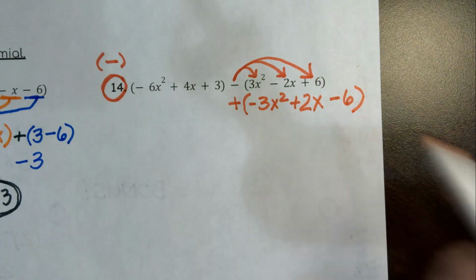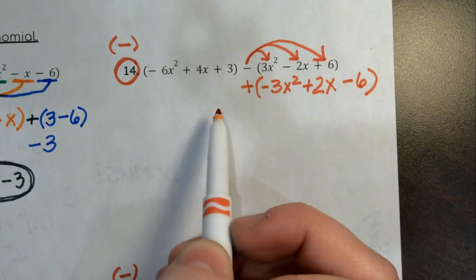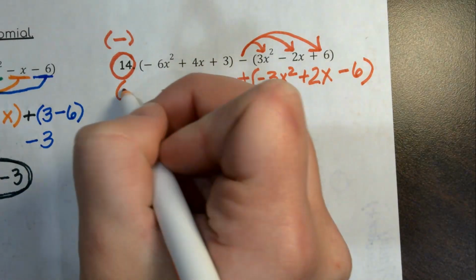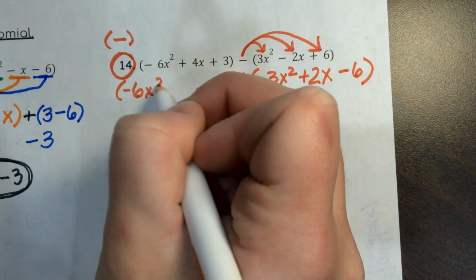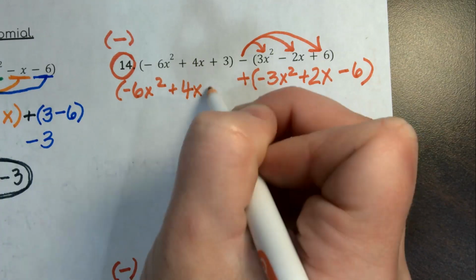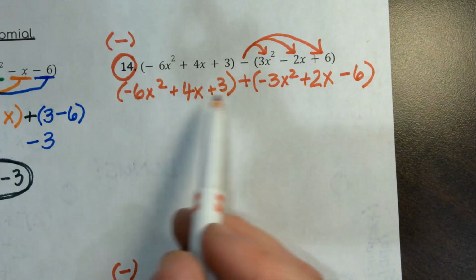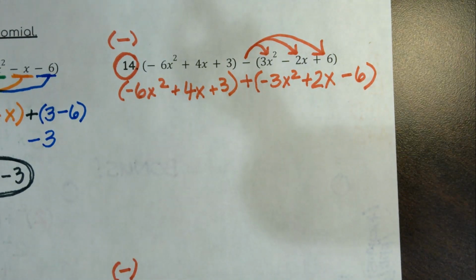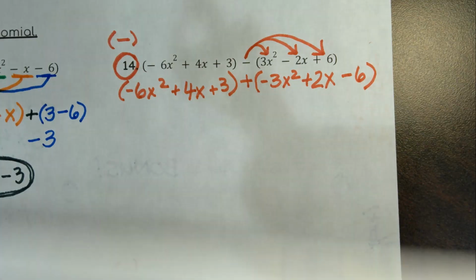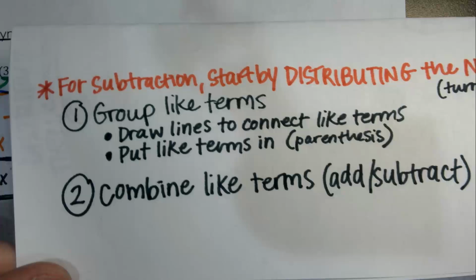Minus 6. All right. Now, just so that I can keep things organized, I'm going to rewrite this down below. I guess you don't have to, but I think it's helpful just to keep it all in a line. So I got negative 6x squared plus 4x plus 3. And notice we didn't touch that first polynomial. We're not doing anything with that. We just rewrote it to keep it in a line. Now that we have done our distribution of the negative, all we got to do is follow the same steps we've been doing. We're going to group our like terms and then we're going to combine them.